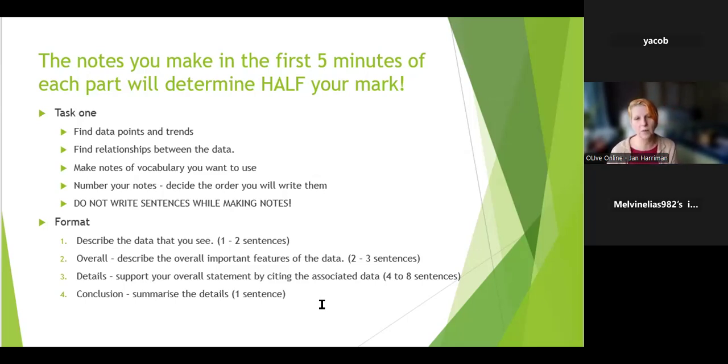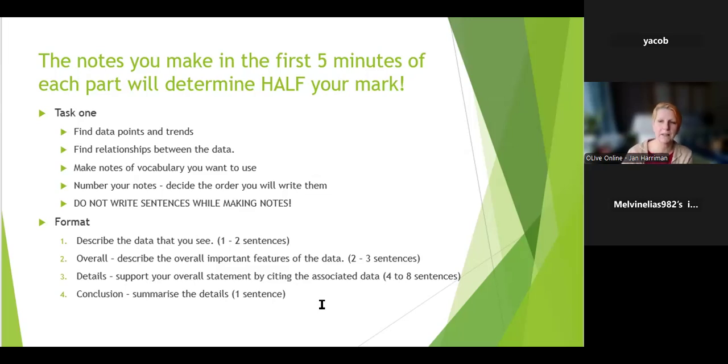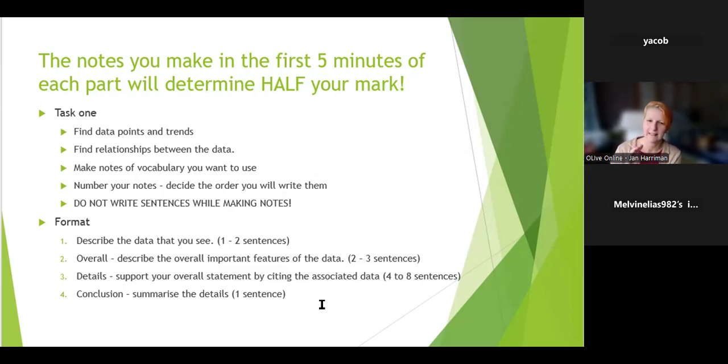You need to spend a moment with task 1. I didn't go into a lot of detail on organizing task 1, but you have to find the data points and trends, find the relationships between the data, make notes of the vocabulary you want to use, and number your notes so that you know what order, what groupings you are going to use to describe that data. And then you've got your first sentence. What's the first sentence of task 1?